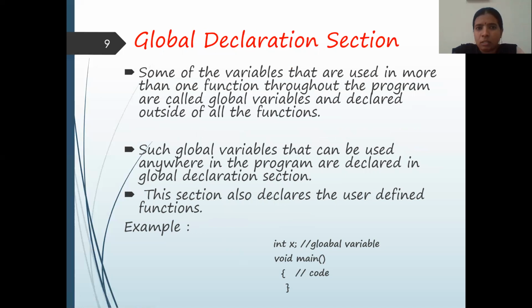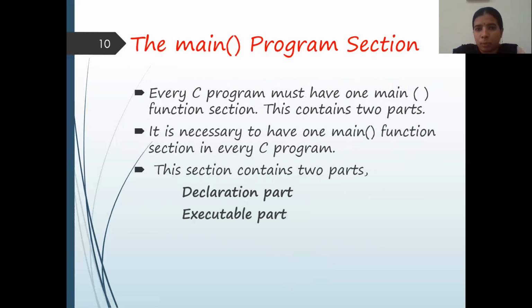In the fourth section, we talk about the global declaration section. Global is something that is freely available to all. Some of the variables that are used in more than one function throughout the program are called global variables, and they need to be freely available to all. So therefore, they are declared above the main. In this example case, consider x, which is defined above main function. So therefore, x becomes a global variable. This particular global declaration section also can declare user-defined functions that are available to all throughout the program.